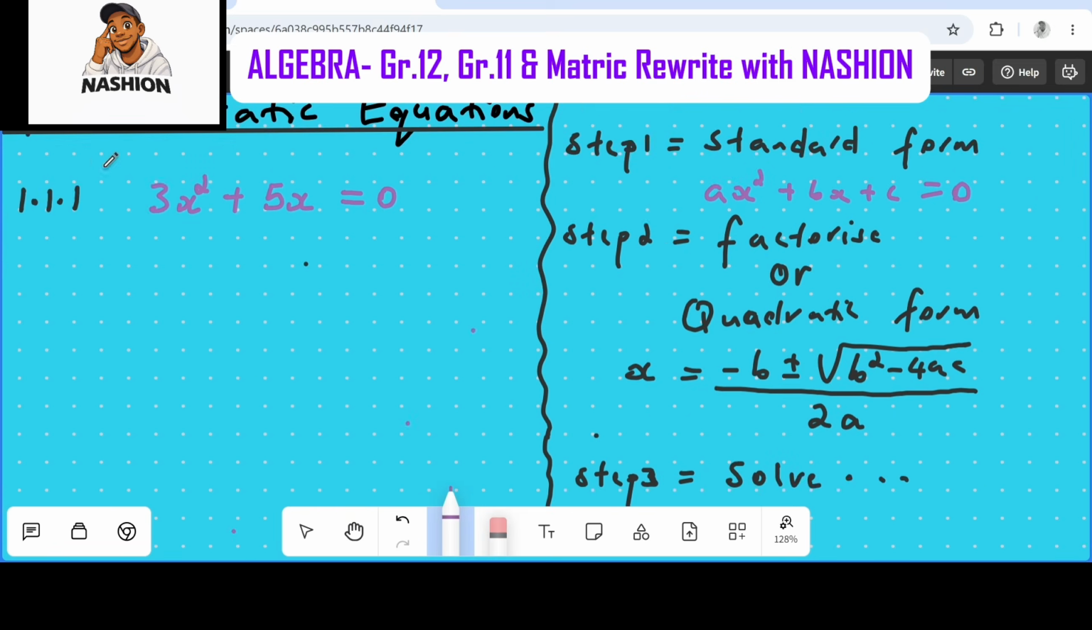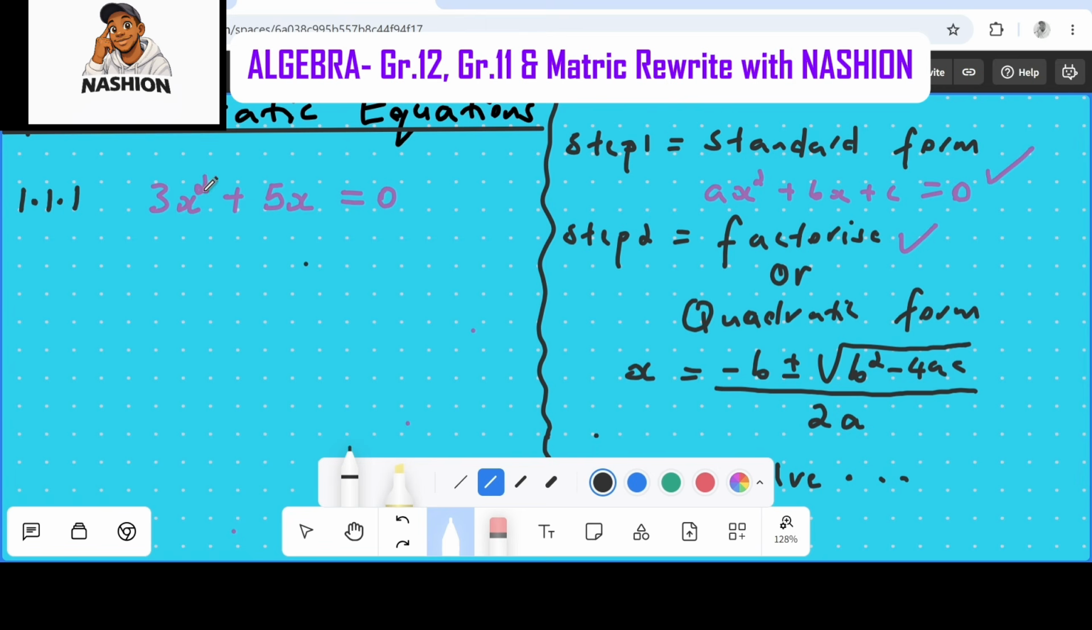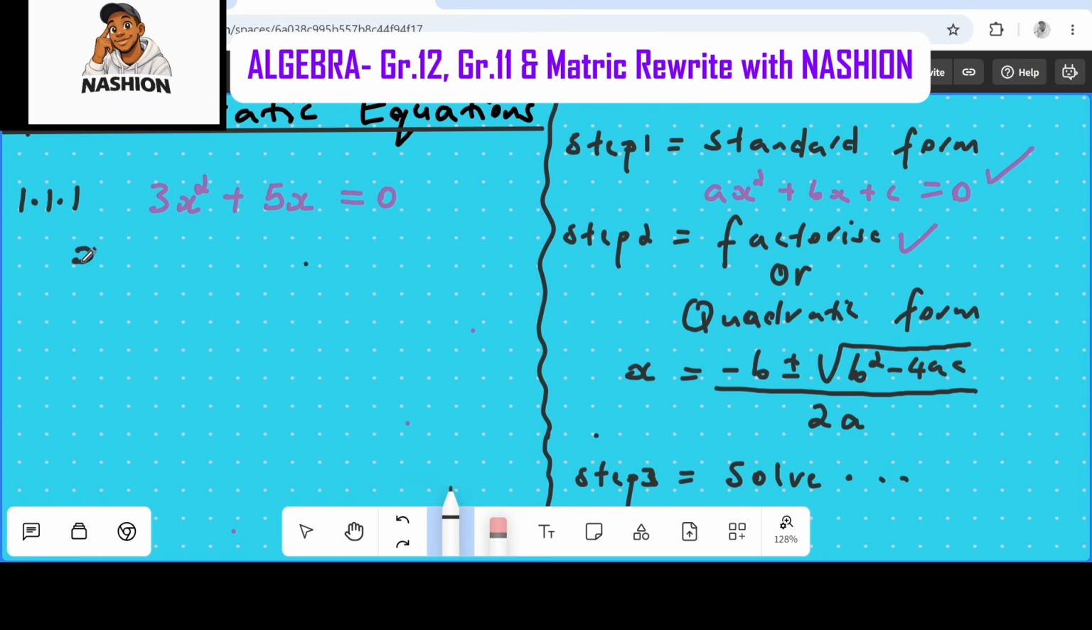Here we go. So in this question, we already have our equation in standard form. We can clearly see a, which is 3, b, which is 5. There's no c here. And this is all equal to 0. So step 1, done. We go ahead to step 2 and factorize. In this case, x is the common factor. We take out the common factor from the first term here. Open bracket. What do we have left in the first term? We have 3x left. In the next term, we have positive 5 left. This is all equal to 0.